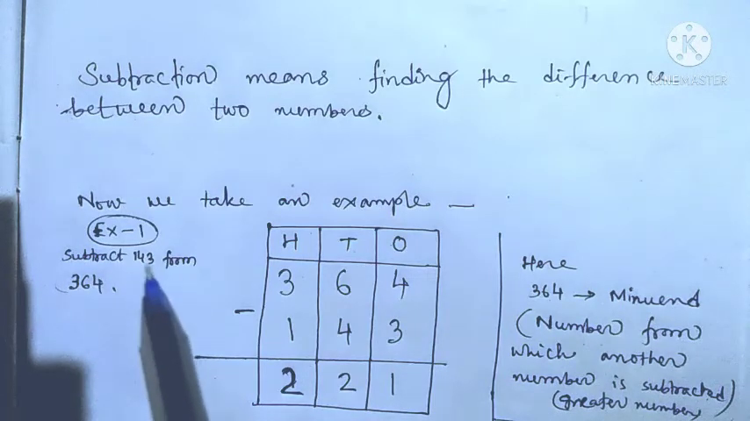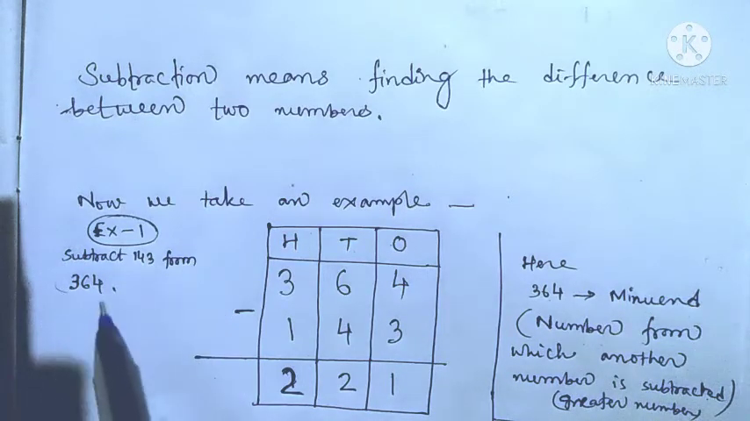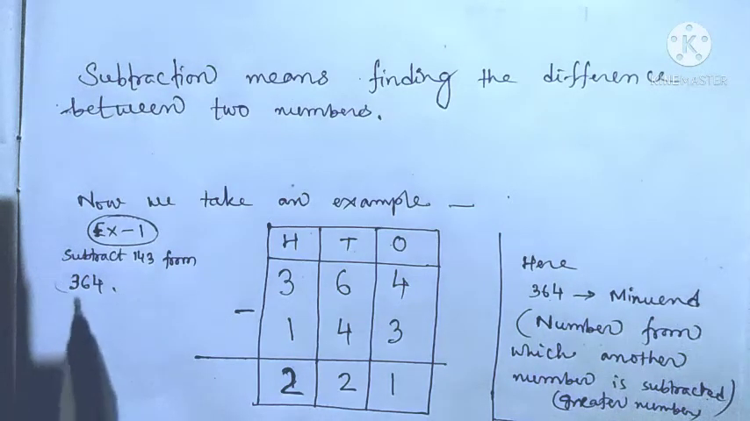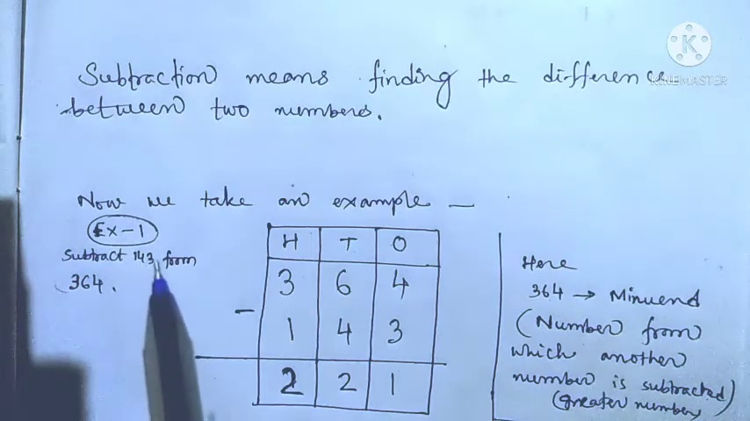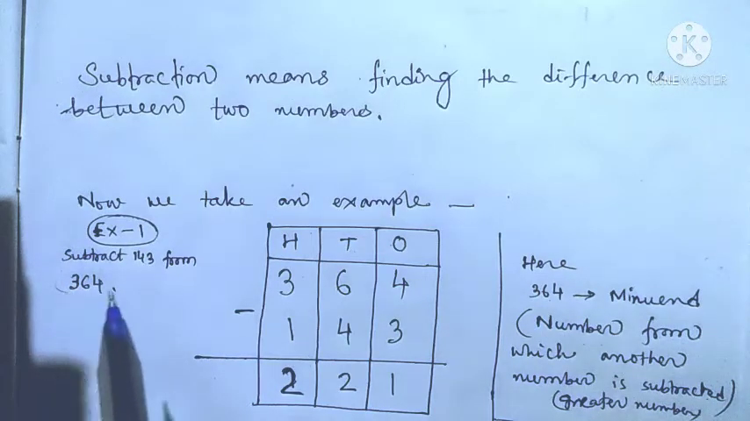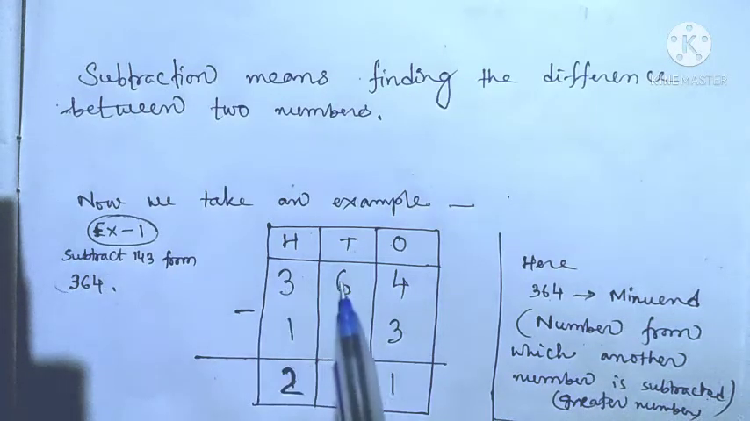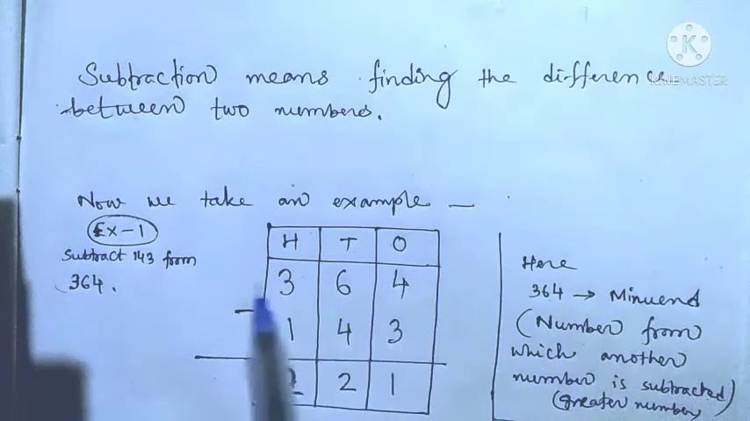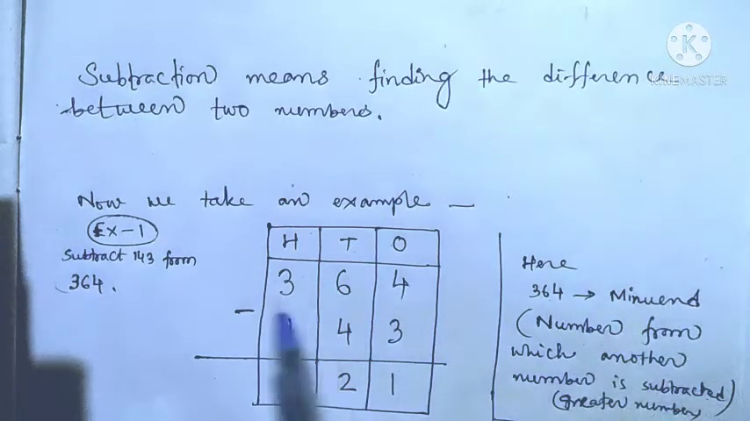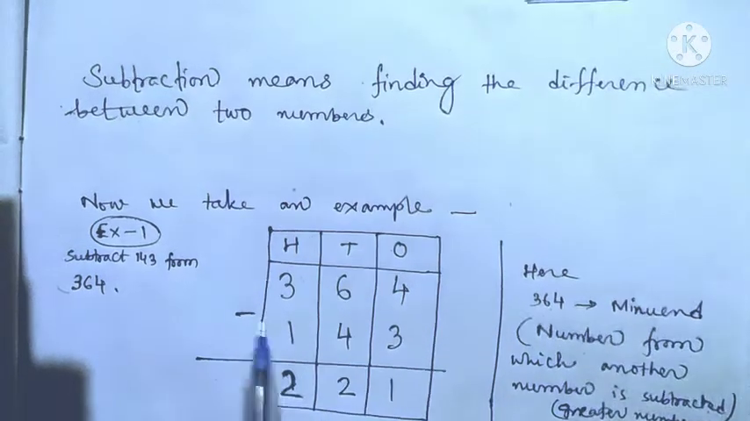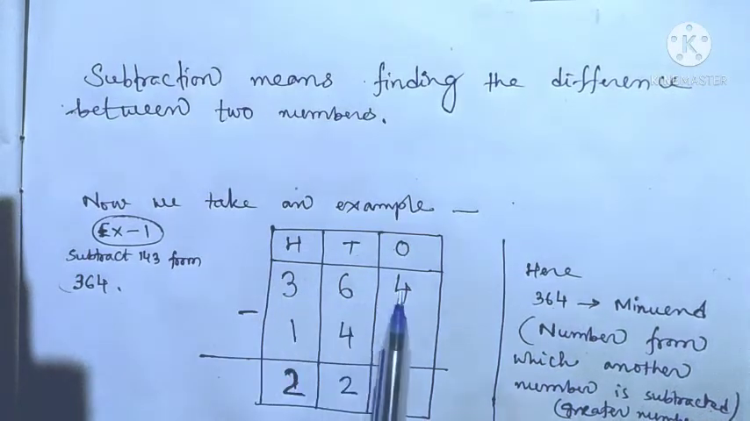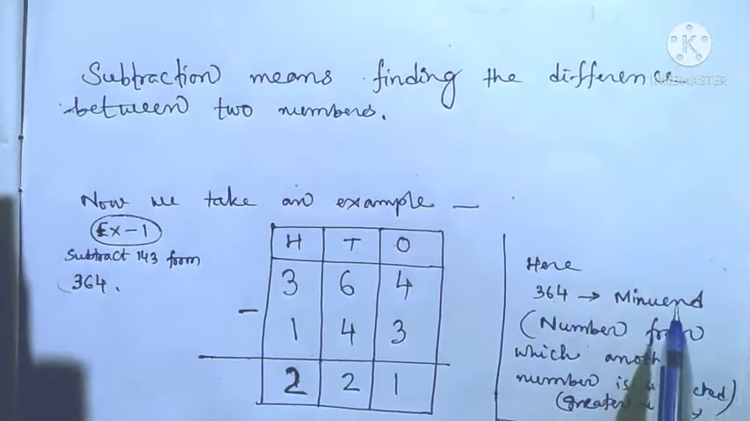Subtract 143 from 364. Which number is greater, 143 or 364? 364. So we have to write 364 in this upper row. This row is called minuend. This number is called minuend. 364 will be called minuend.